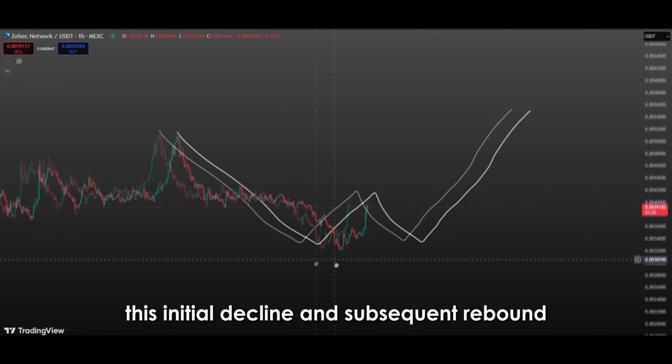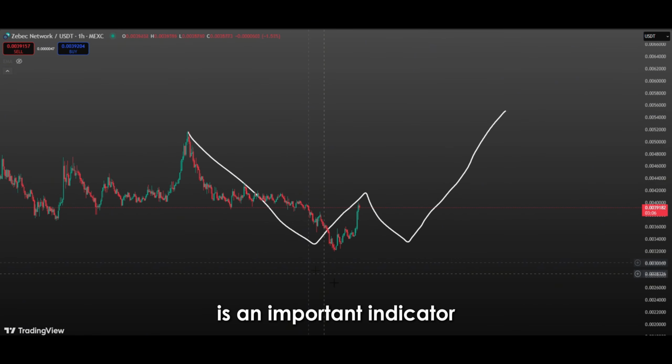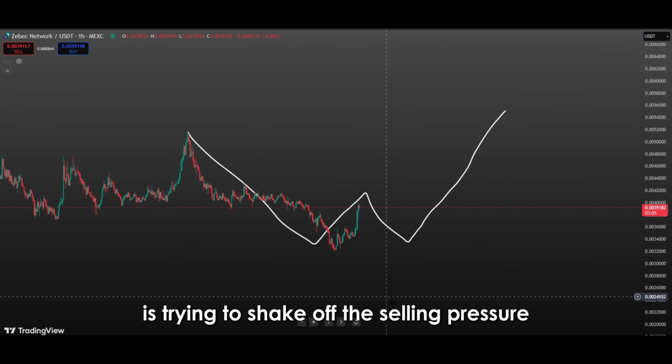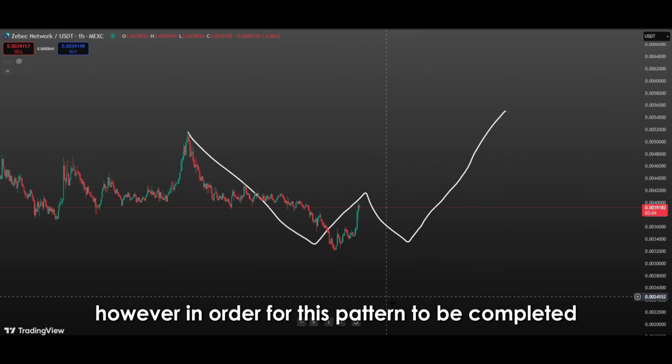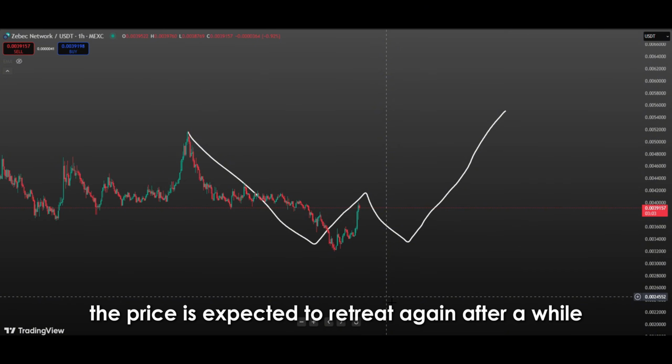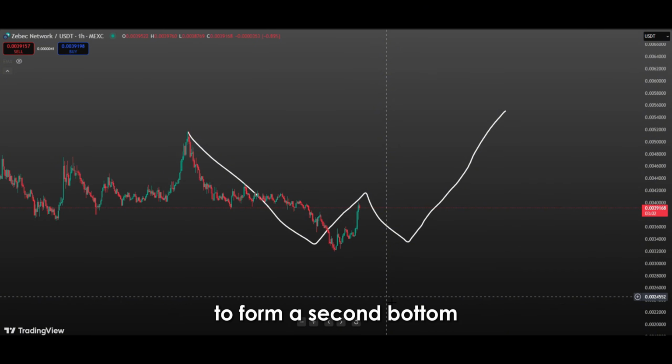This initial decline and subsequent rebound is an important indicator that the market is trying to shake off the selling pressure and is slowly searching for balance. However, in order for this pattern to be completed and gain strength, the price is expected to retreat again after a while to form a second bottom.